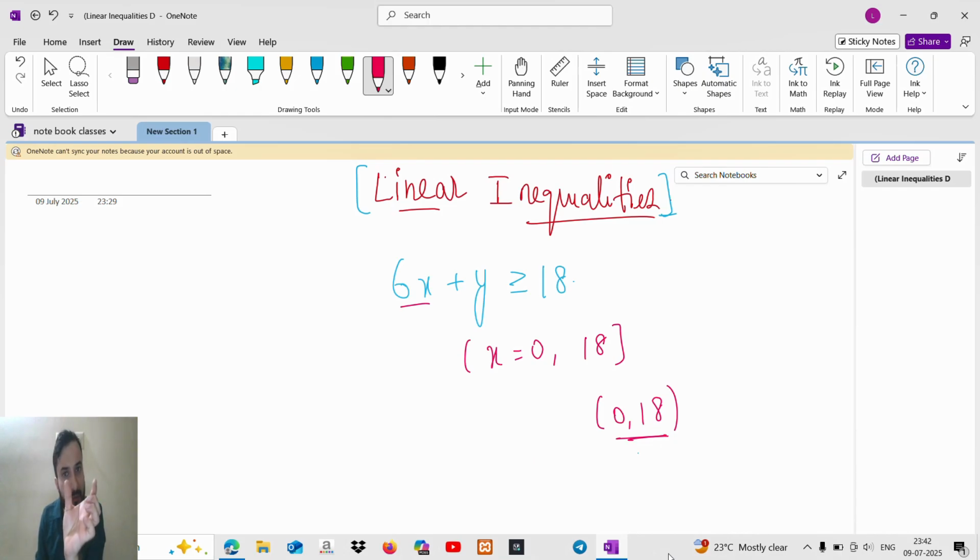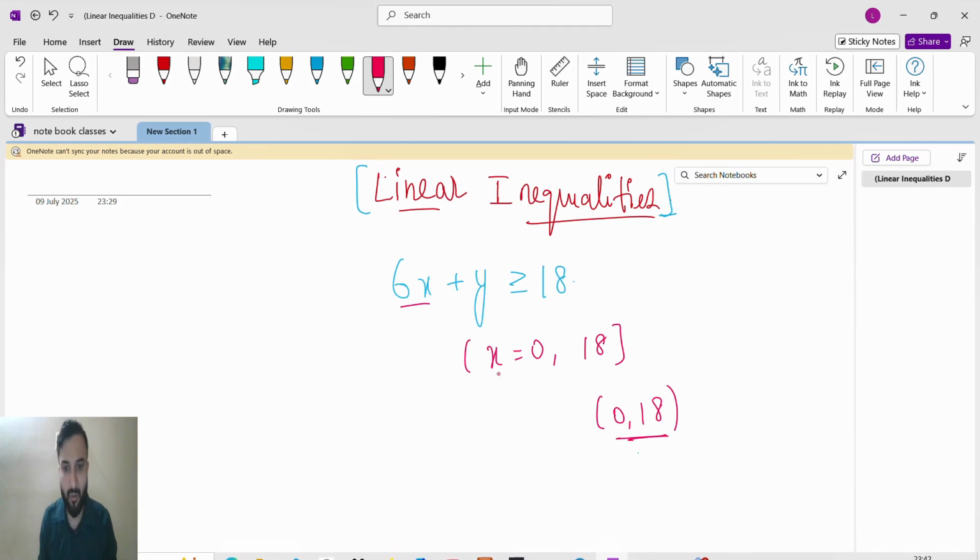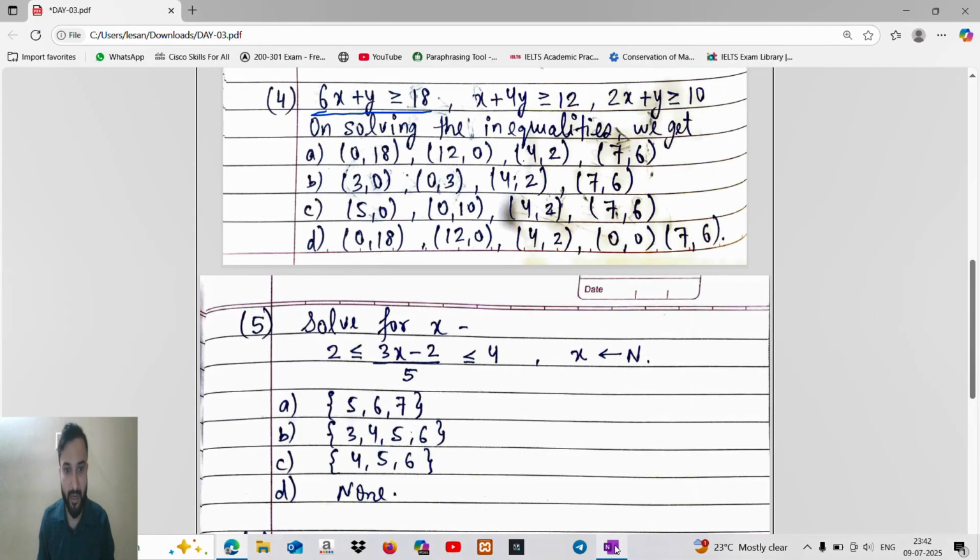Simple thing: take the first equation only, forget about the others. You are getting 6x plus y is greater than or equal to 18. Then take x equals 0. If you take x equals 0, you will get y as 18. The first point you will get is 0 comma 18. Now check in the options which have 0 comma 18.